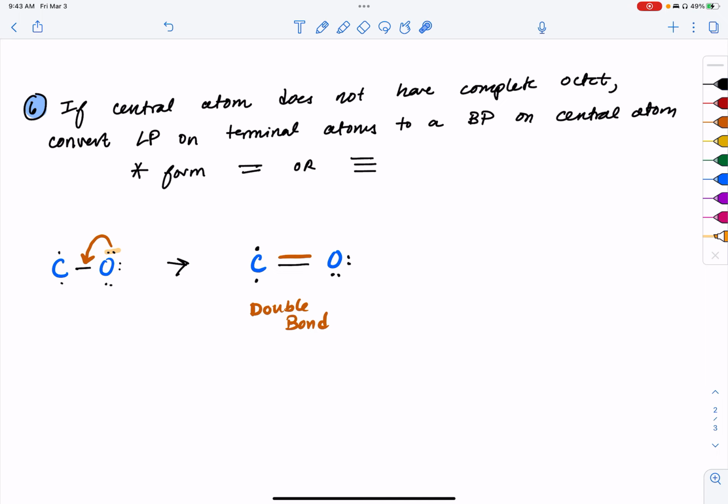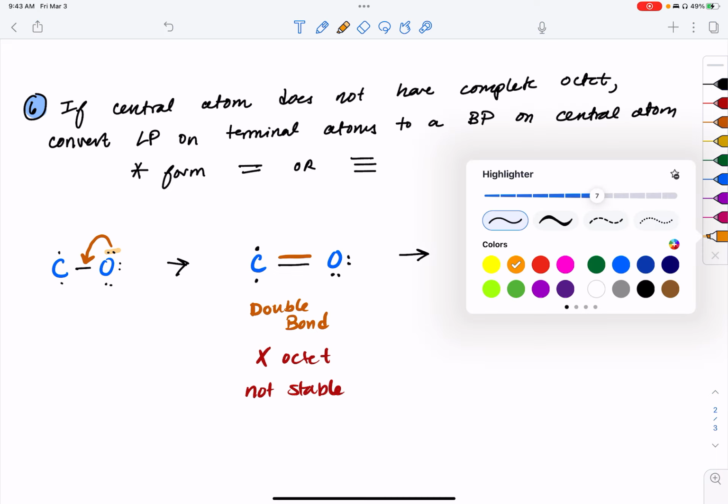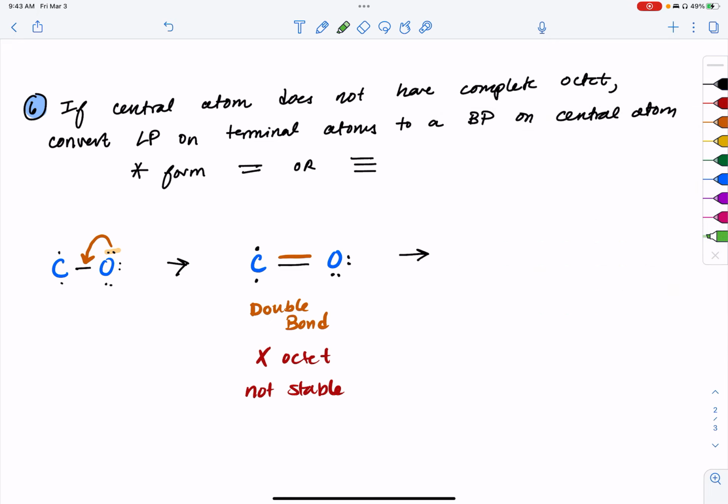So oxygen should still have octet. Let's confirm that for ourselves. So we have 2, 4, and now 2 bonding pairs, 6, 8. Octet is met for oxygen. And how about carbon? 2, 4, so those are our bonding pairs in the double bond. 5, 6, this still does not meet octet. So this is still not stable. So let's see if we can't fix this problem by perhaps doing this another time.